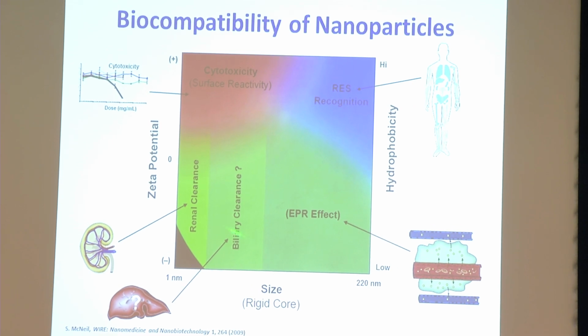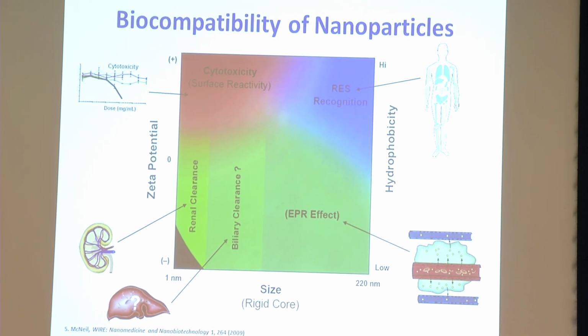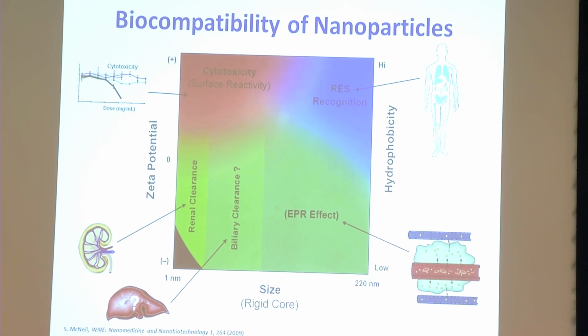And if it's still of certain sizes, it can also be taken up by the liver. But then again, you don't want it too large either, because if it's too large, even if it can make it into the tumor via this enhanced permeability and retention effect, it can't actually make its way into the cells. So there's a trade-off on all of these different types of parameters.